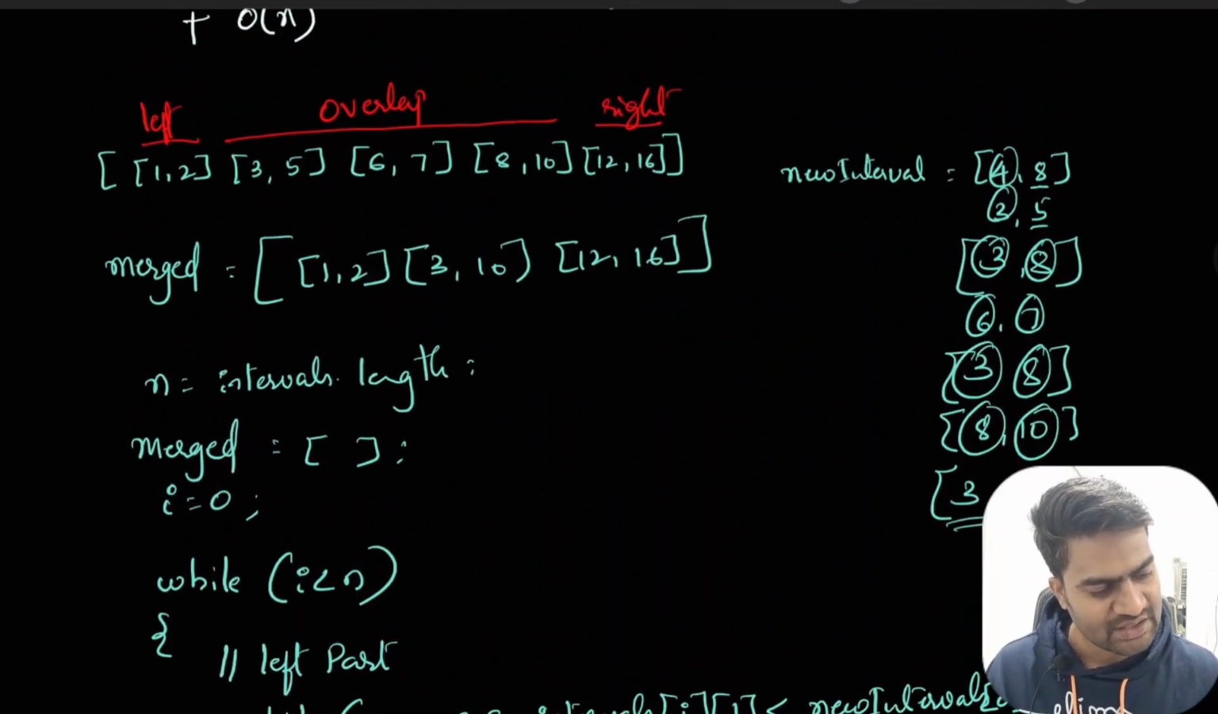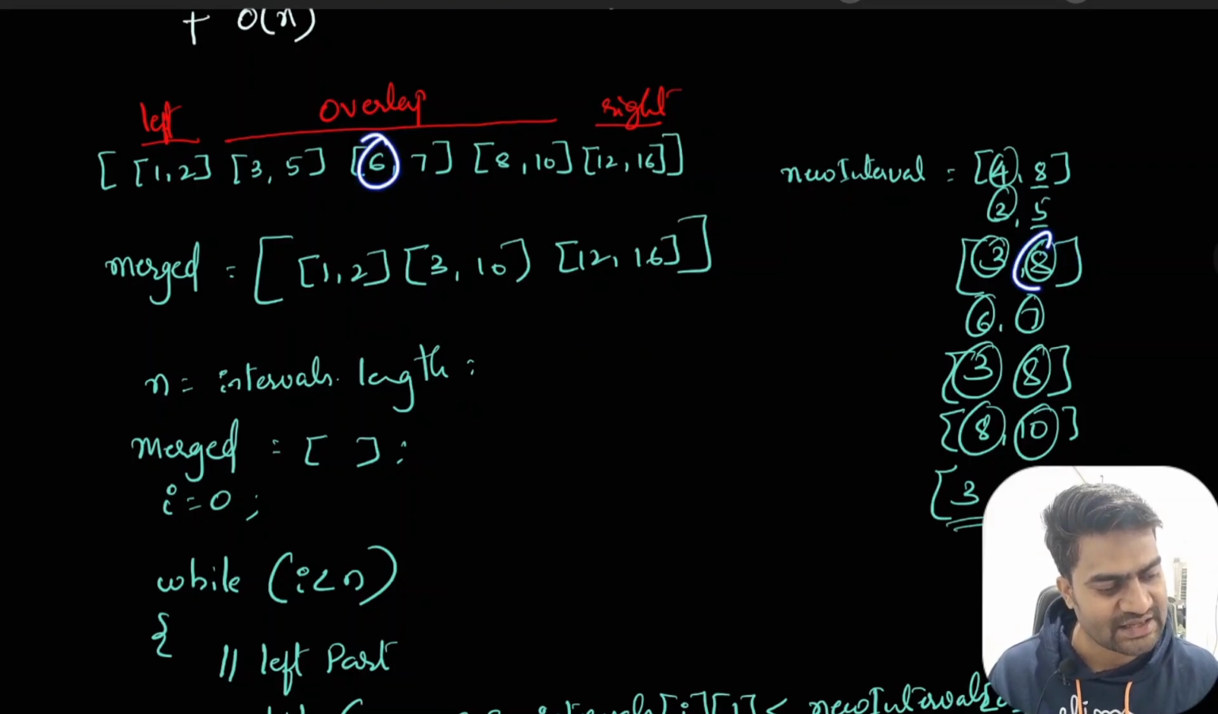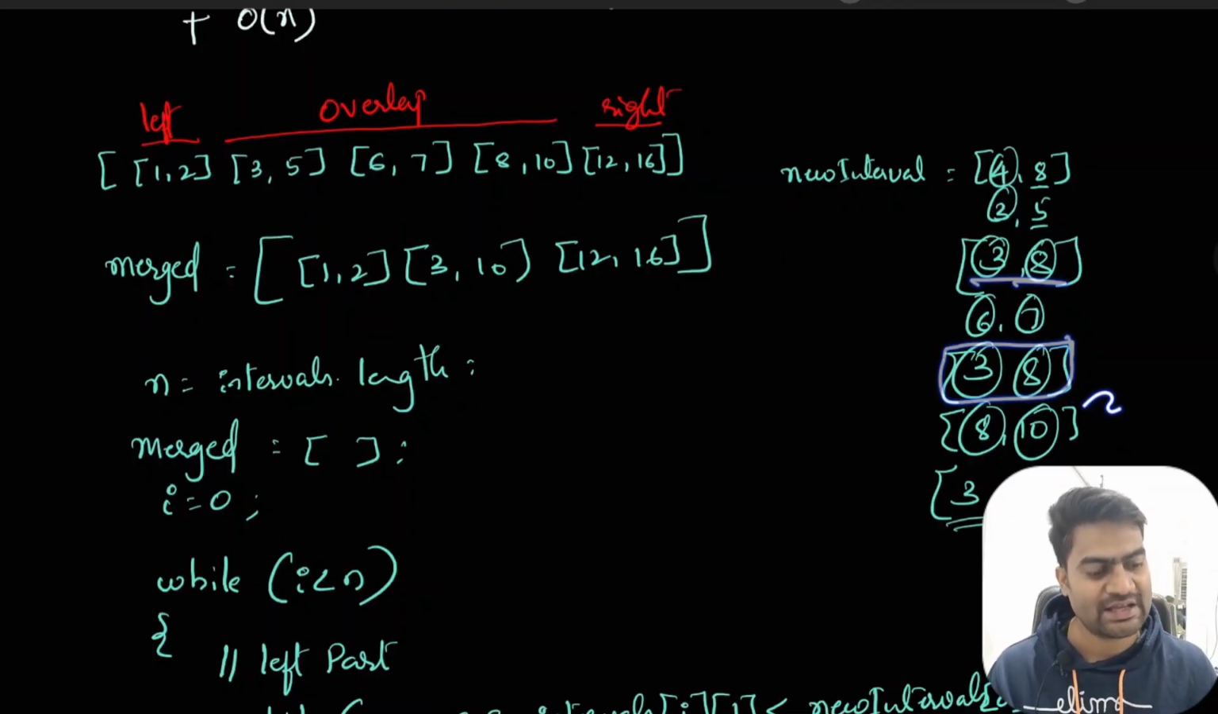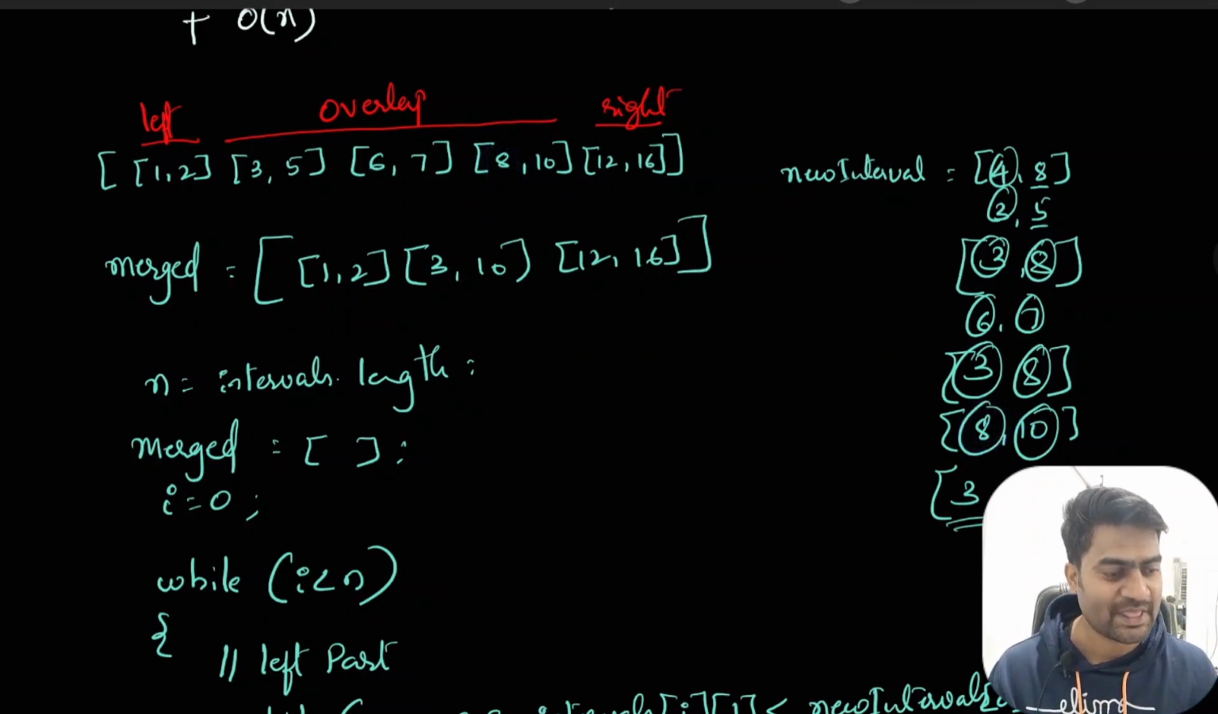So let us see this condition. If you go here, this is our new interval, right? Now when I start processing this particular interval, 3 is less than 8, so it means it is overlapping. Then the updated value would be 3 and 8. Then I will start processing 6 and 7. Now our 6 is less than 8, so again it is overlapping. So we processed and got 3 and 8 back. Then the third value, which is 8 and 10: this 8 is less than or equal to that 8, and only then do we consider them overlapping.